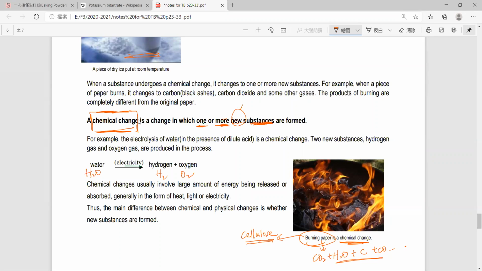During the change, it involves quite large amounts of energy being released or absorbed. It can be heat, light, or even electricity. So in short, the main difference between chemical and physical change is to check whether new substances are formed. If new substances are formed, it's a chemical change. If not, physical change. All right, is that clear?